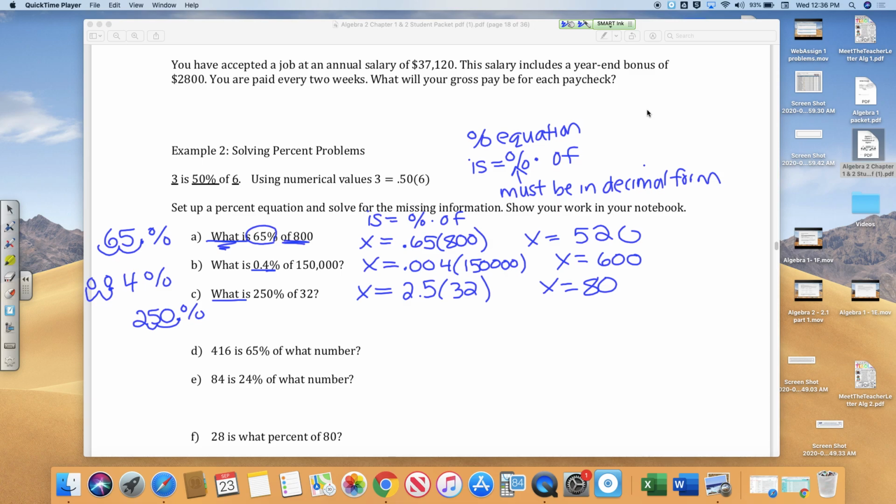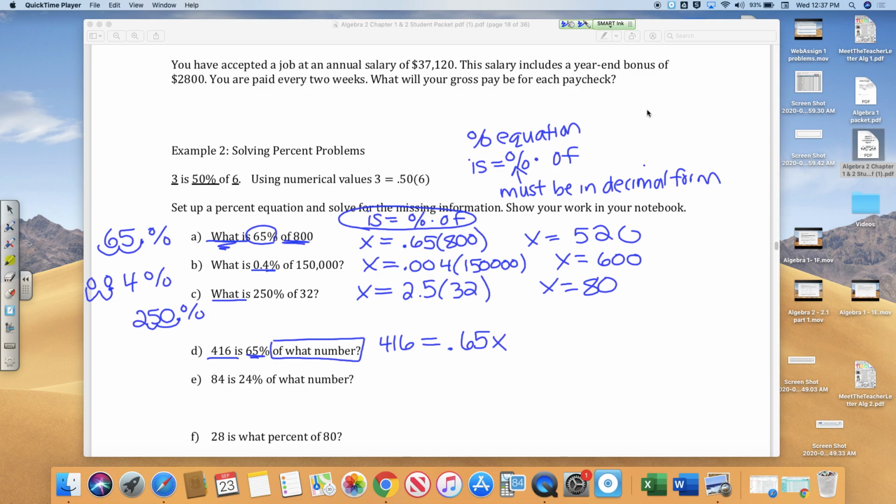All right, so the rest of the problems are a little bit different. We're still going to use the same formula, but now we have 416 is. 416 is closest to the word is, so in the formula up here, is equals percent times of, 416 is going to go in this place, not X. Next, we have the percent number. 65% is 0.65. And now we're solving for of what number? So the word of is what we're looking for in the equation, so this is going to be the variable X.